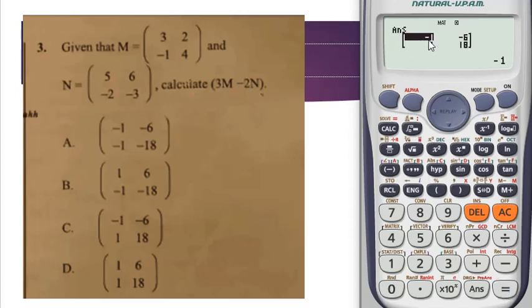So click on the equal to sign. You end up with the final answer: minus 1, minus 6, 1, 18. So let's check. So you have minus 1, minus 6, 1, 18, okay?